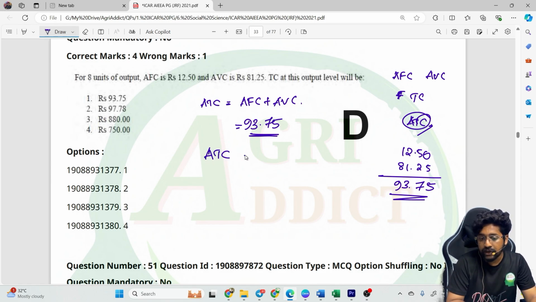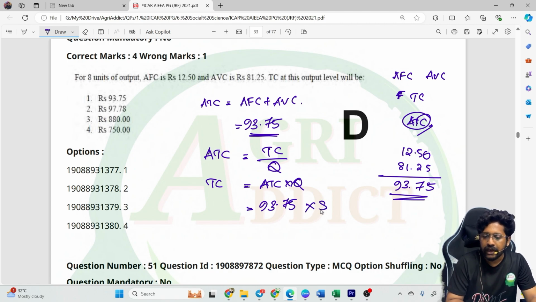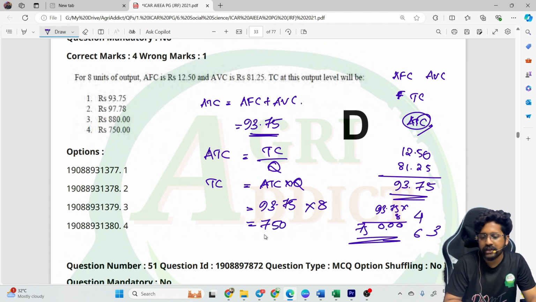So the average total cost is 93.75, and we have been asked to find the total cost. What is ATC actually? ATC is the total cost divided by the total output, right? The output is also given here. So in order to find the total cost we just multiply the ATC with Q, the total output. So it is 93.75 into 8. So the answer will be 750. The fourth option will be the correct answer.